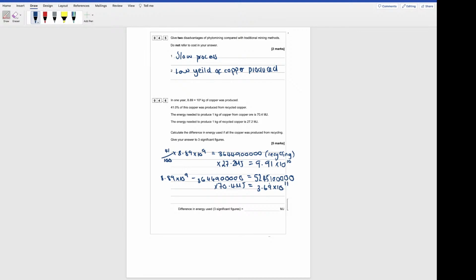So now I've got the two energies, the energy for the recycled and the energy for the mined ore. I can find the difference in terms of energy. So we'll do 3.69 times 10 to the 11 minus 9.91 times 10 to the 10. That gives 2.70 times 10 to the 11. That's how much energy was saved, in terms of difference in energy. Quite a lot to go through there.